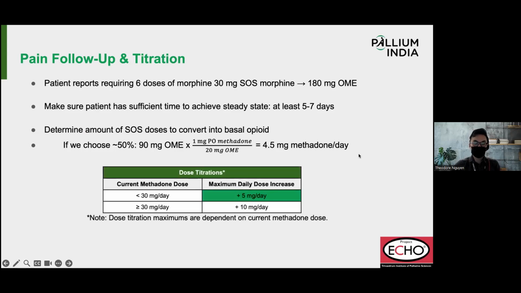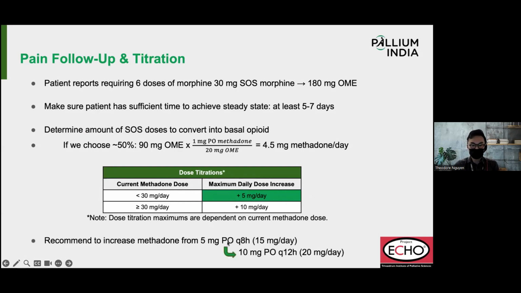How does this compare to the titration recommendations that we mentioned before? So they were on 15, and the maximum daily dose increase is 5. So even if we used a different percent to increase the basal, we still wouldn't want to go up more than 5. So we would just recommend an increase of 5 milligrams per day. So from 5 milligrams Q8 for a total of 15, you can make a switch to 10 milligrams PO Q12 for a total of 20 milligrams a day.